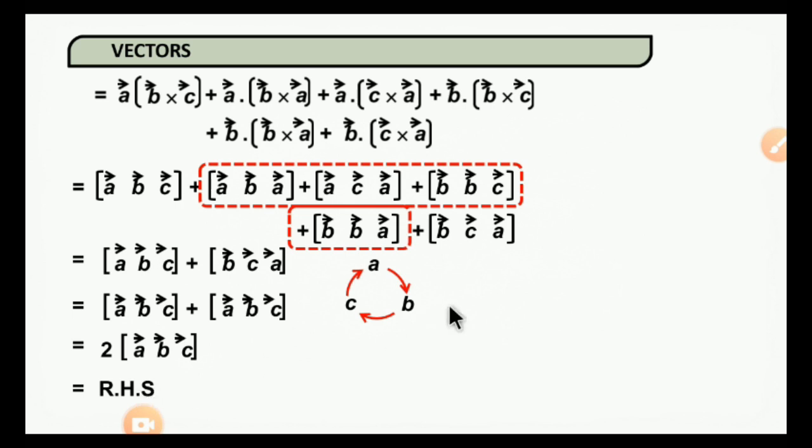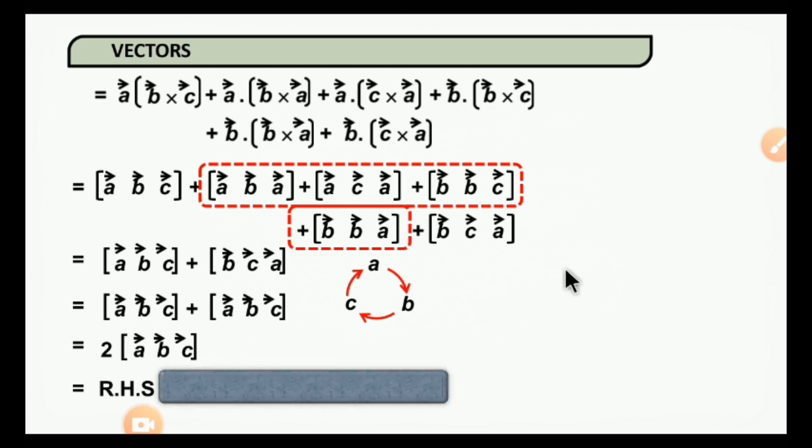So this is RHS, therefore LHS is equal to RHS, that is the box product of A plus B, B plus C, C plus A will be equal to 2 into the box product of ABC.